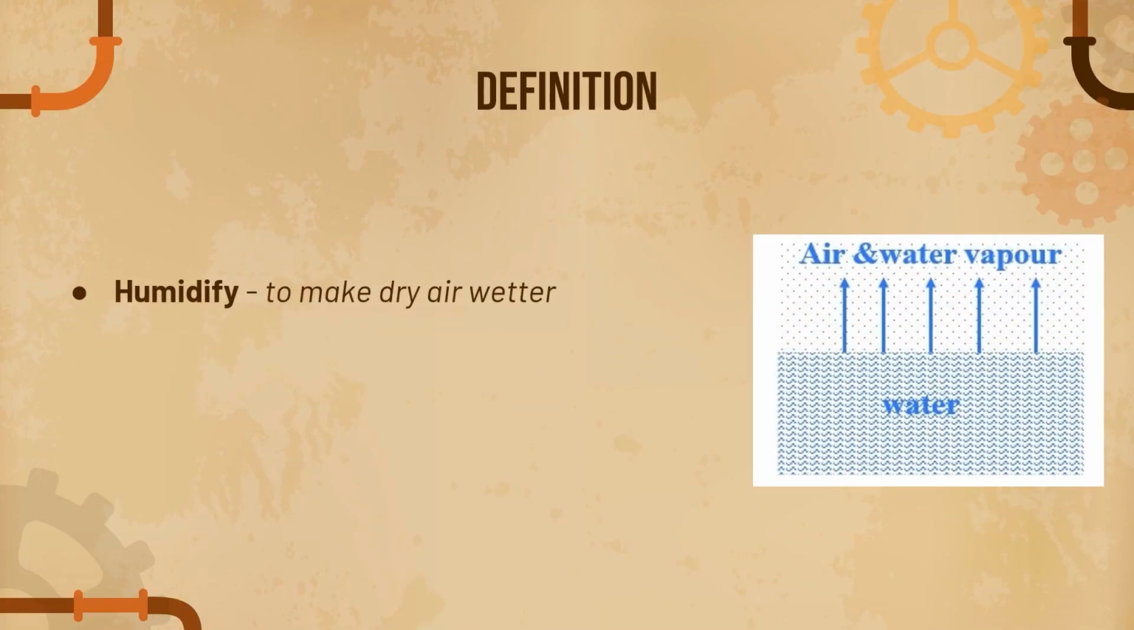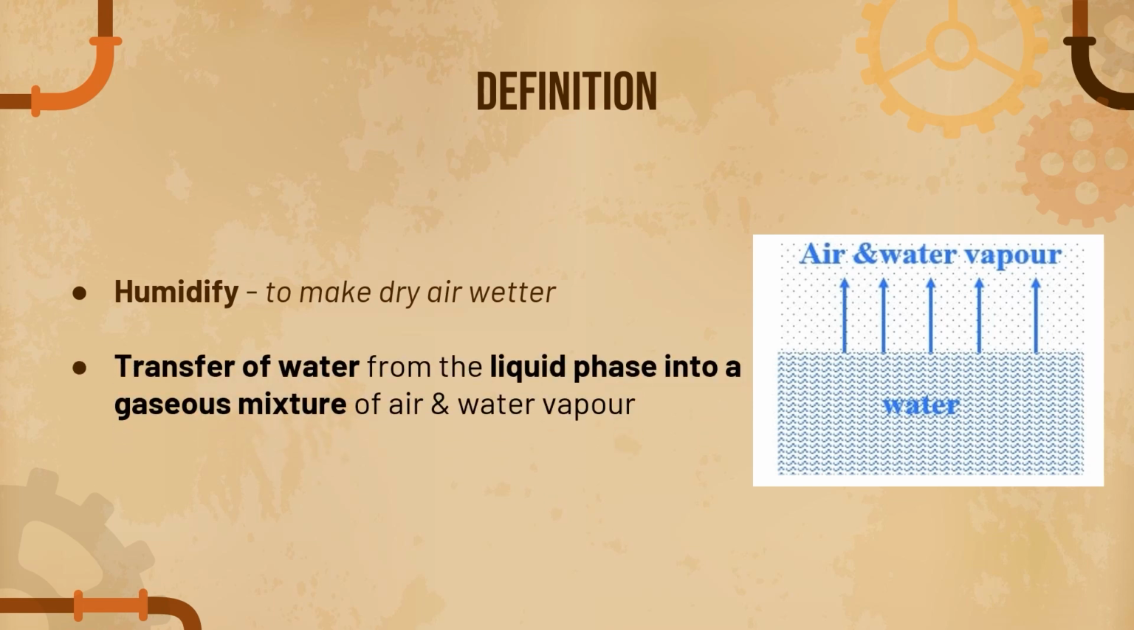By the Cambridge Dictionary, to humidify is to make dry air wet. So, humidification is a process of transfer of water from the liquid phase into a gaseous mixture of air and water vapor.